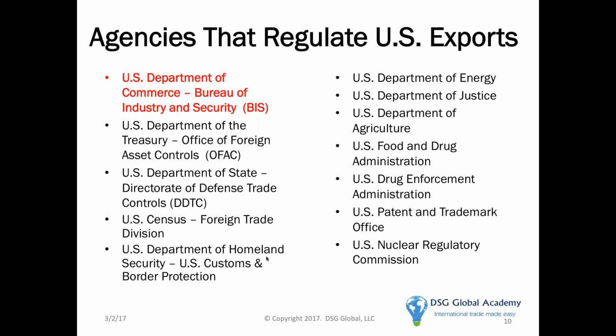So they manage the whole Schedule B numbers and all your export filings, such as the Electronic Export Information, which used to be known for us old timers as the Shipper's Export Declaration. And that agency, while they collect the data, their rules are enforced by US Customs. So those are the agencies to the left. And the agencies to the right, they all have some sort of export rules as well.